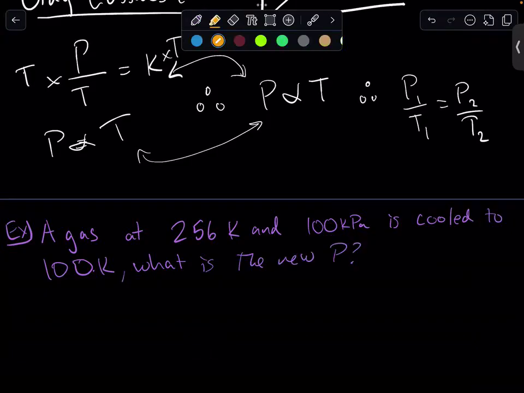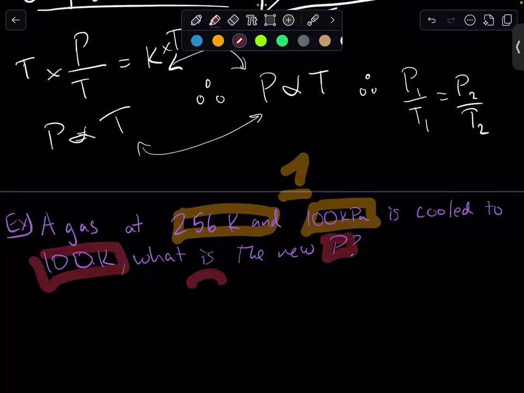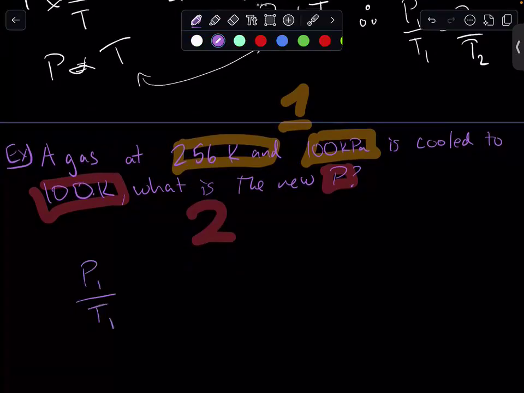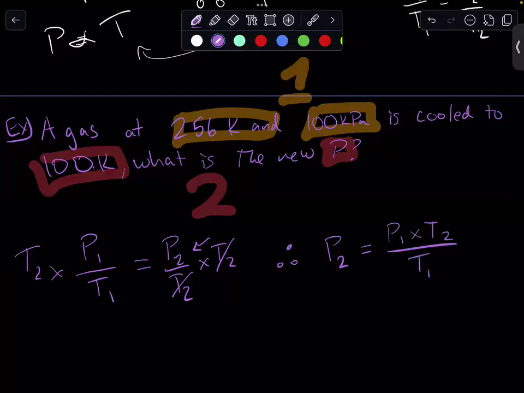Well, we'll start out with identifying scenario one. These are 1, and this is scenario 2. So we will plug them into our equation. P1 over T1 equals P2 over T2. And once again, I want pressure. So I'm going to multiply temperature on both sides so that I lose it from the right and it stays on the left. Then I'm going to do some rearranging and say pressure 2 is equal to pressure 1 times temperature 2 divided by temperature 1.